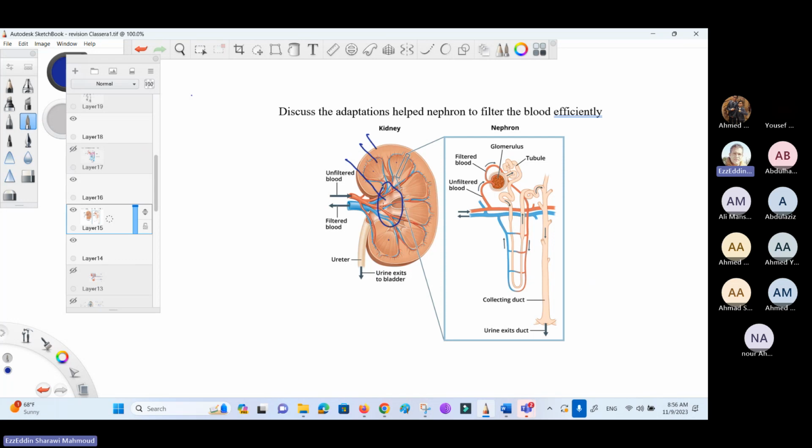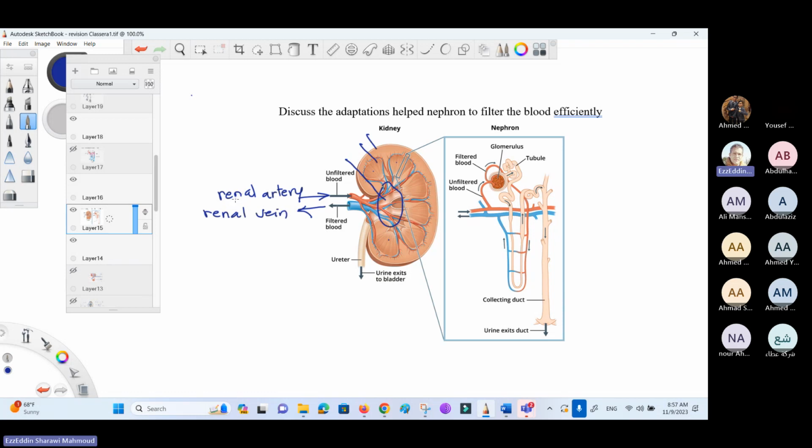Don't forget that this organ, which is called kidney, must be supplied with blood, and also the blood will go outside from it. The blood is carried into the kidney through the renal artery, and the blood goes away from the kidney through the renal vein.